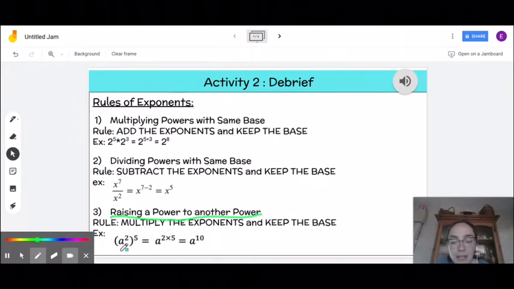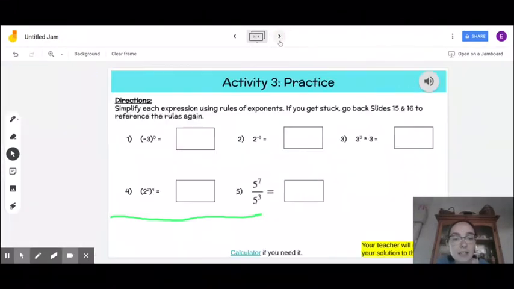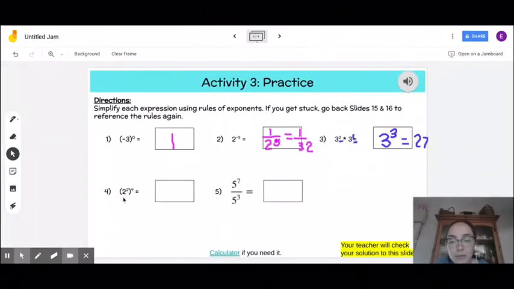So if I have a to the second, all to the 5th power, my base is still a, and I multiply my 2 times 5 to get a to the 10th. So if I come back here and go through that one again, what is 2 to the second power, to the 4th? I multiply my 2 times my 4. My base is going to stay the same, it's going to stay as a 2. And now I multiply my two exponents: 2 times 4 is 8.